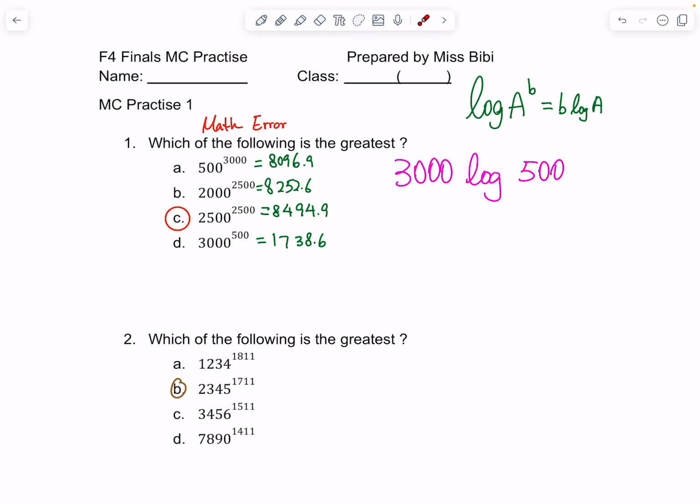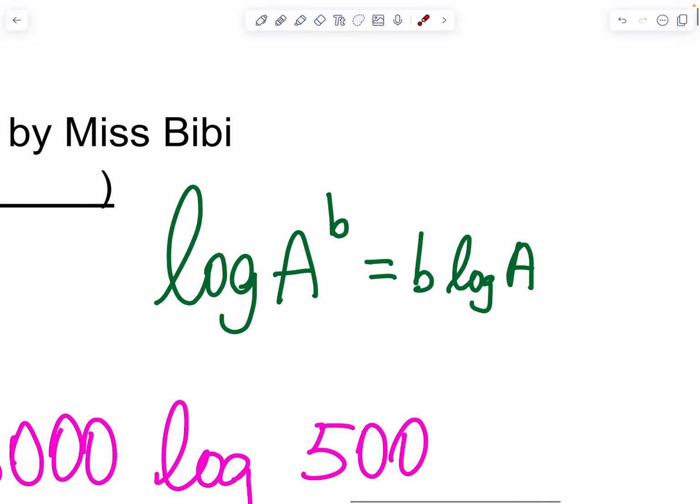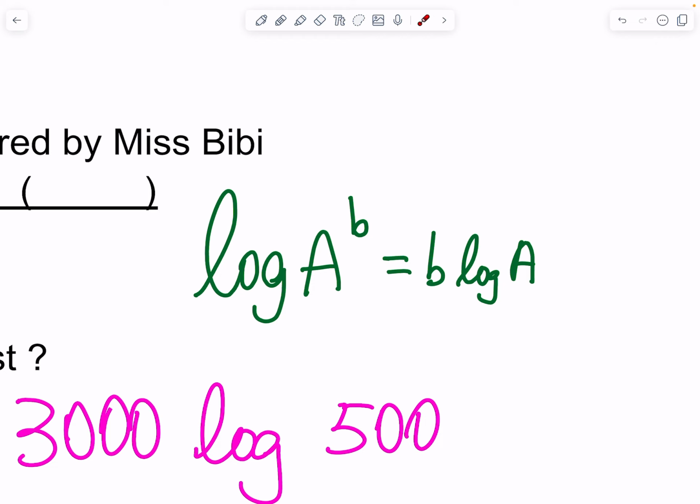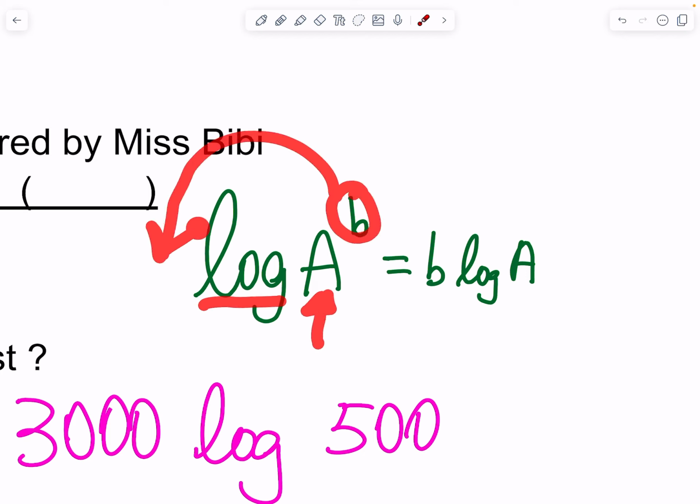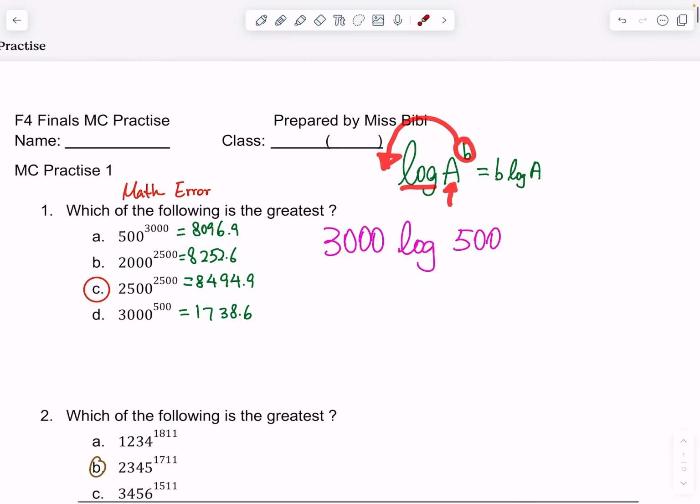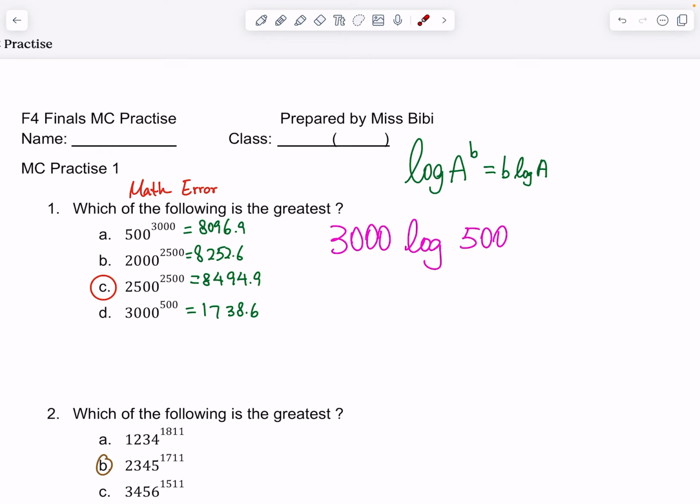Actually, when we take log, I don't know if your school has taught log or not, some do. For log, there's a special property that when there's a log, the power next to it can come down. So same goes for here. When I take log of this one, I have a power here, right? The power can come down. So when the power comes down, it becomes 3000 log 500. Don't forget the log. Without log, you can't put the power down. And now this becomes such a small number.